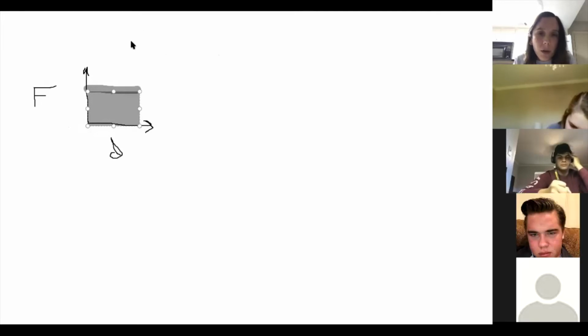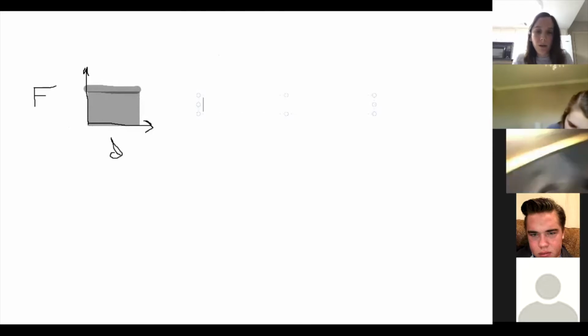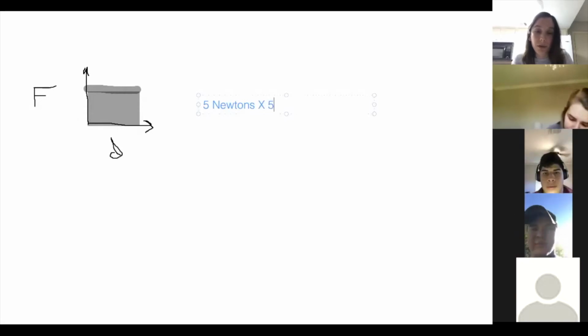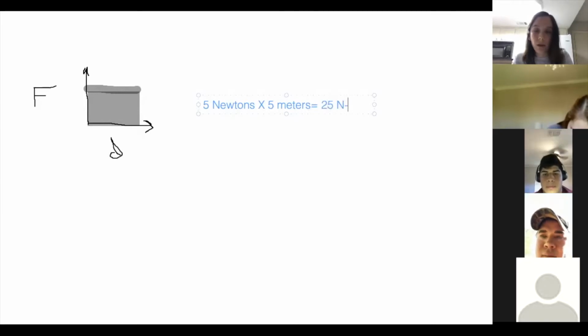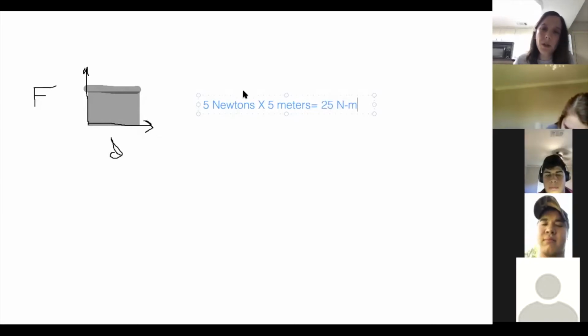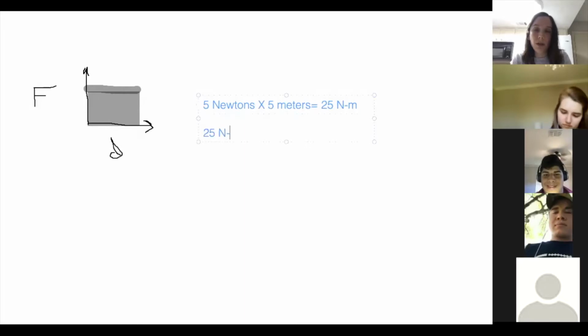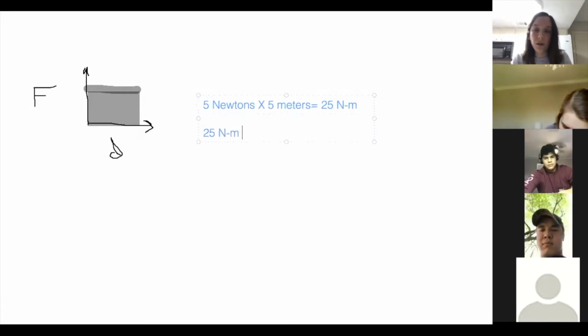So you would, let me write that out really fast. So let's say we have 5 newtons of force for the Y reading, and you multiply it by the displacement, which we'll say is also 5 meters. We would get 25 Newton meters. So the units would just multiply together. You just multiply newtons times meters, which would be the same thing as a joule. So you have 25 Newton meters, which is equal to 25 joules.